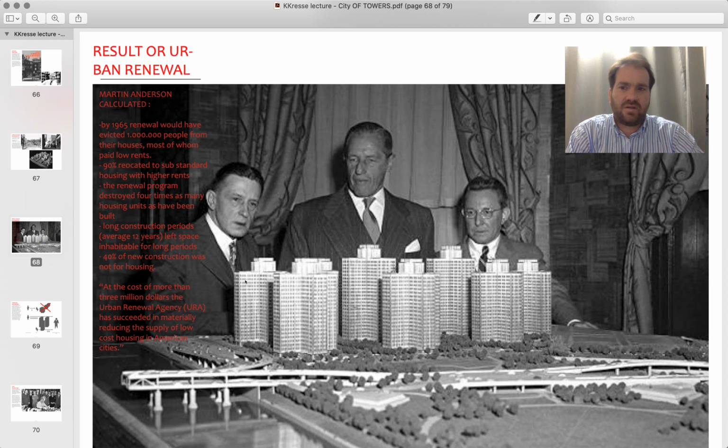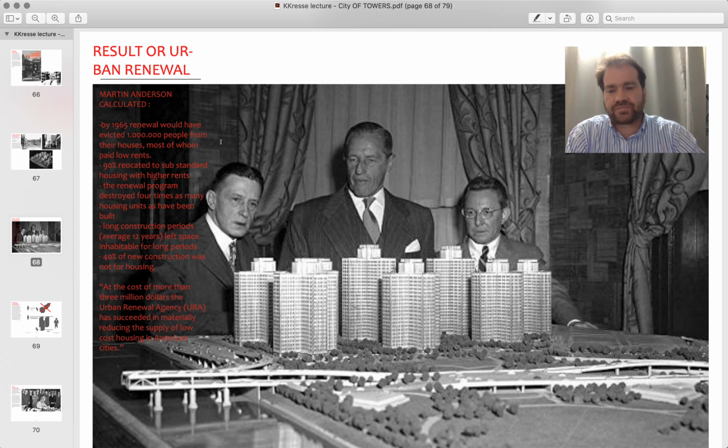And this is a summary showing the results of urban renewal. This is a calculation by Anderson, and it says that by 1965, renewal would have evicted 1 million people from their houses. Most of them paid low rents. And then 90% of them relocated to other substandard housing, other slums or deteriorated houses somewhere else, and they paid higher rents. So for them, living circumstances did not improve, but they paid higher rents.